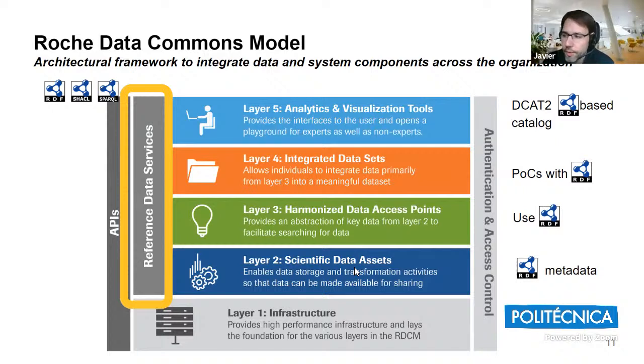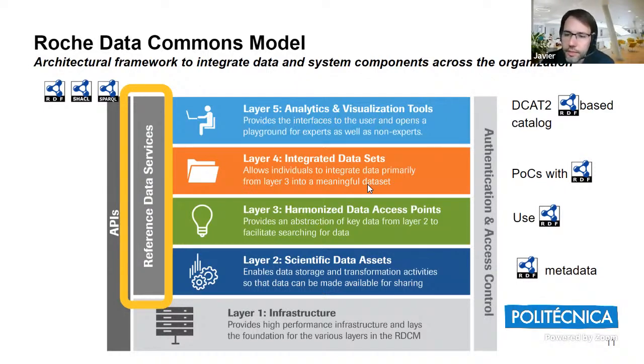Layer 3 is where we harmonize data access. In a way, different studies usually use the same standards, but they can have some variations. They can have different extensions. So in this case, what we do is harmonize to be able to compare across studies. For this, we also use some standards, some particular terminology that is in RDF. Layer 4, I will present a POC later. We did a POC also with RDF for integrating different data assets, integrating different sources.